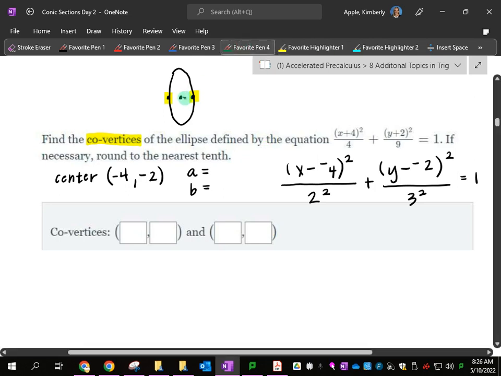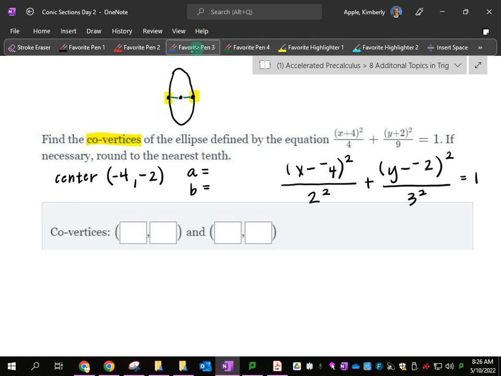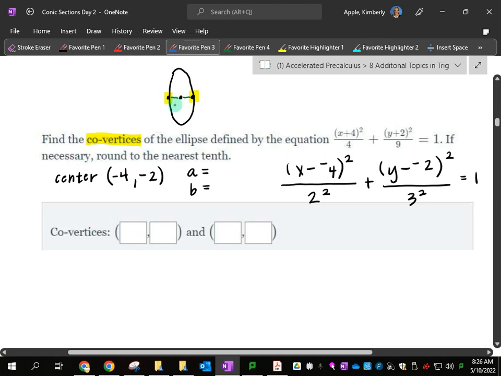And now let's take a look. If you look on your diagram, what number is going to define the distance between the center and the co-vertices? Right. What letter? B. So that's B units. So this is the center plus or minus B. So B in this case would be 2 and A would be 3 because of these numbers.